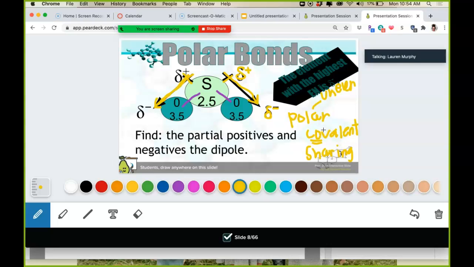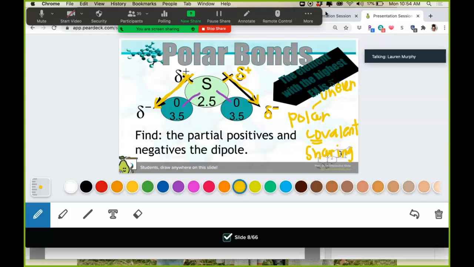Right? That's what co means, right? Like if you're co-captains, you both share the jobs of being a captain. So that's what covalent means. Okay, so uneven sharing creates a polar covalent bond. Uneven sharing creates another polar covalent bond.